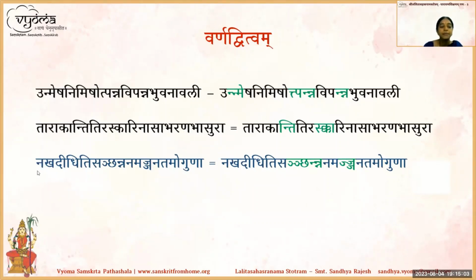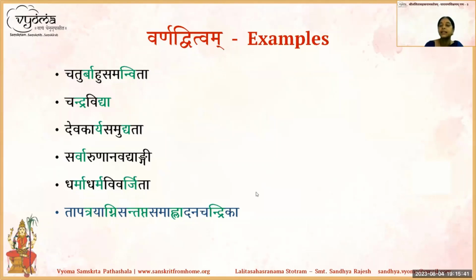Let us look at the third example. Nakhadidhiti sanchanna namajjanatamo guna. So here, the first samyuktakshara is sanchanna, sa, na and cha. In this case, the fifth letter of chavarga is getting doubled. Then we have sanchanna, again na is getting doubled. Namajjana. If you see here, namajjana, ja and ja is a samyuktakshara. So ja itself is getting doubled. So wherever we see a samyuktakshara, it is getting doubled.